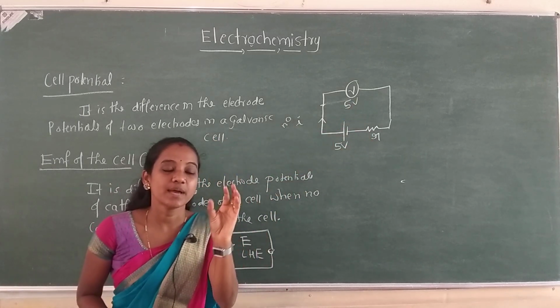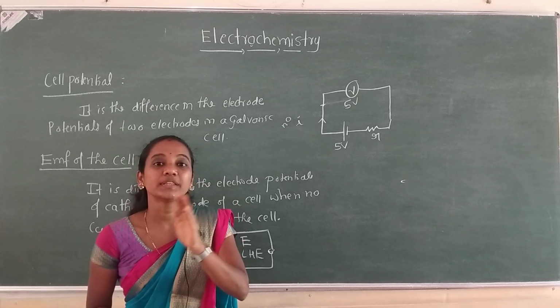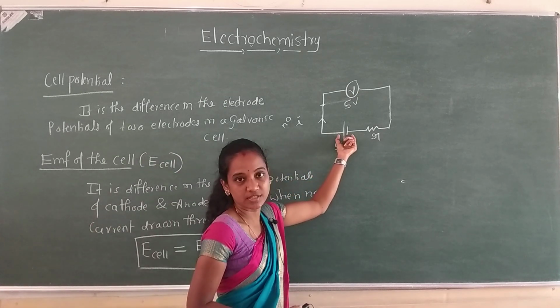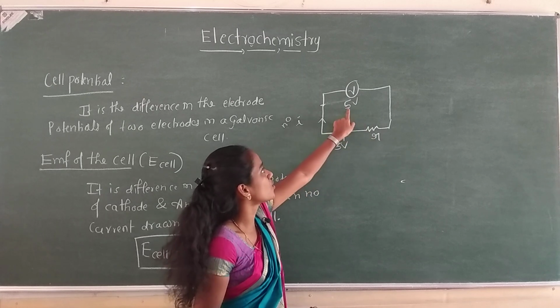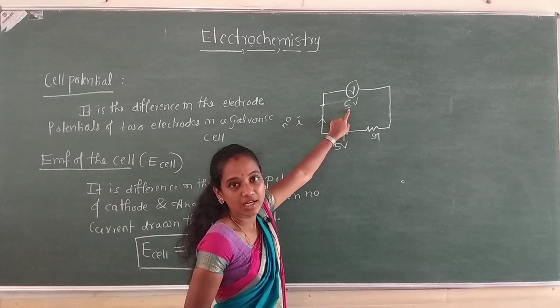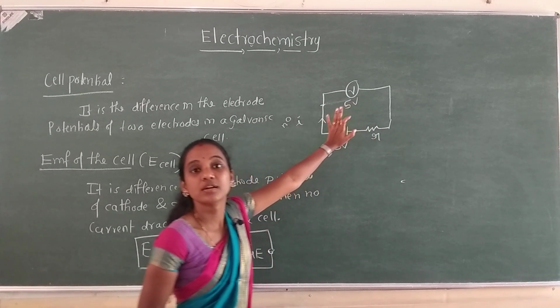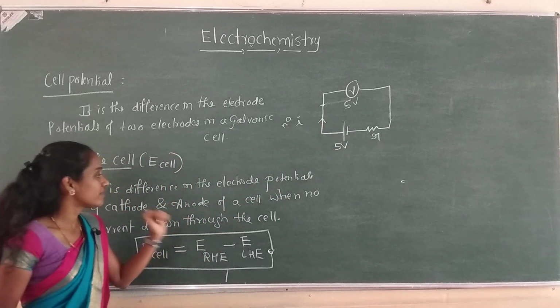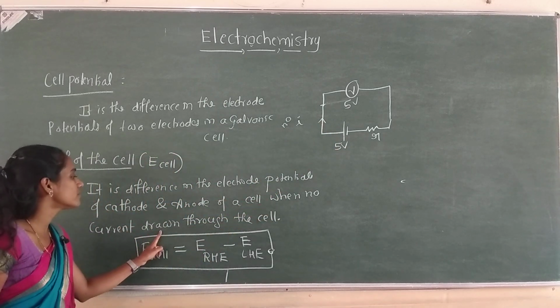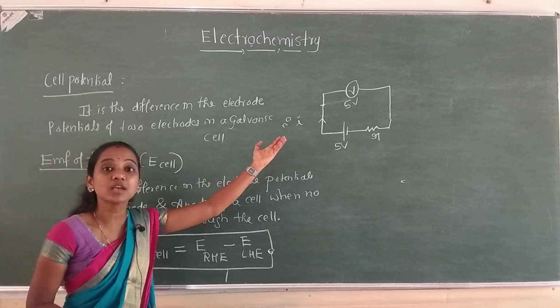Understood? EMF means the potential difference between the cathode and anode. If you take the difference, whatever value or answer you get, that is the EMF of the cell. So this is when no current flows through the cell because the circuit is open.